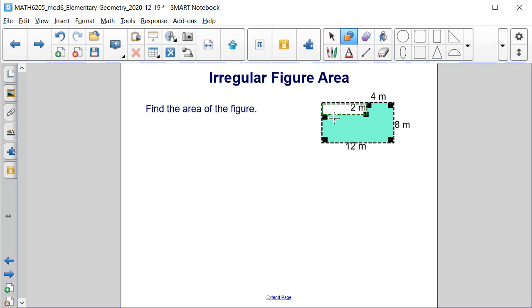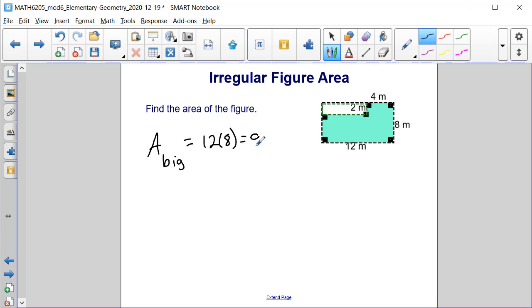So we have these two areas that we need to find. First, we have the area of the big rectangle, and its length is 12 and its width is 8. So we're going to multiply 12 and 8, and when we do that, we get 96 square meters.